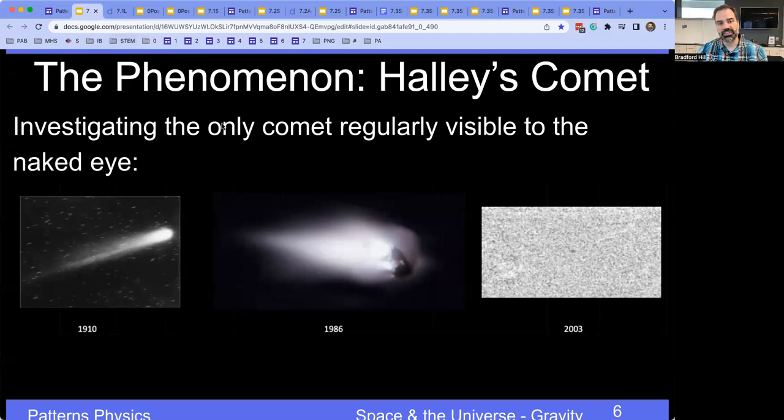And again, themed on Halley's Comet. So here's just the first photograph of Halley's Comet, its return journey in 1986, and then 2003 using Hubble. They got this pretty grainy, really noisy data, but you can kind of see Halley's Comet there.